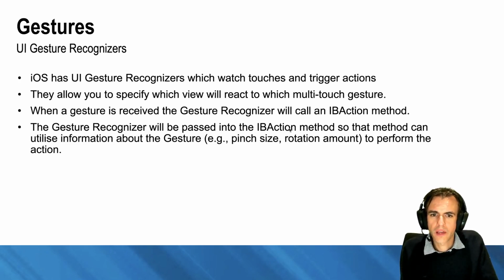When this happens, the IBAction gets passed the particular gesture recognizer that triggered it. So if you have multiple gesture recognizers triggering the same action, you can have a look at the particular gesture recognizer and see what type of action it was recognizing.